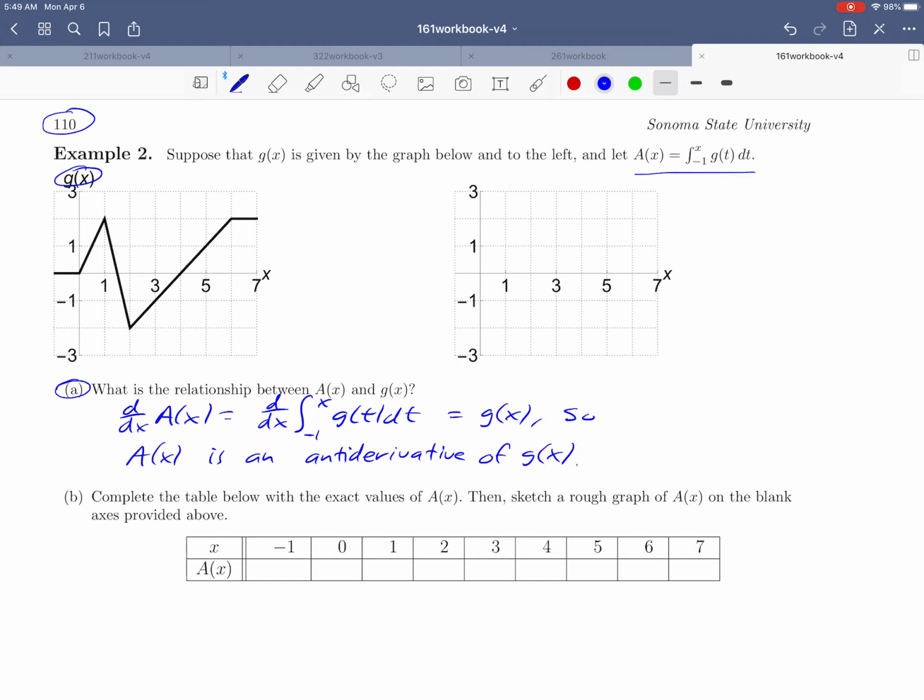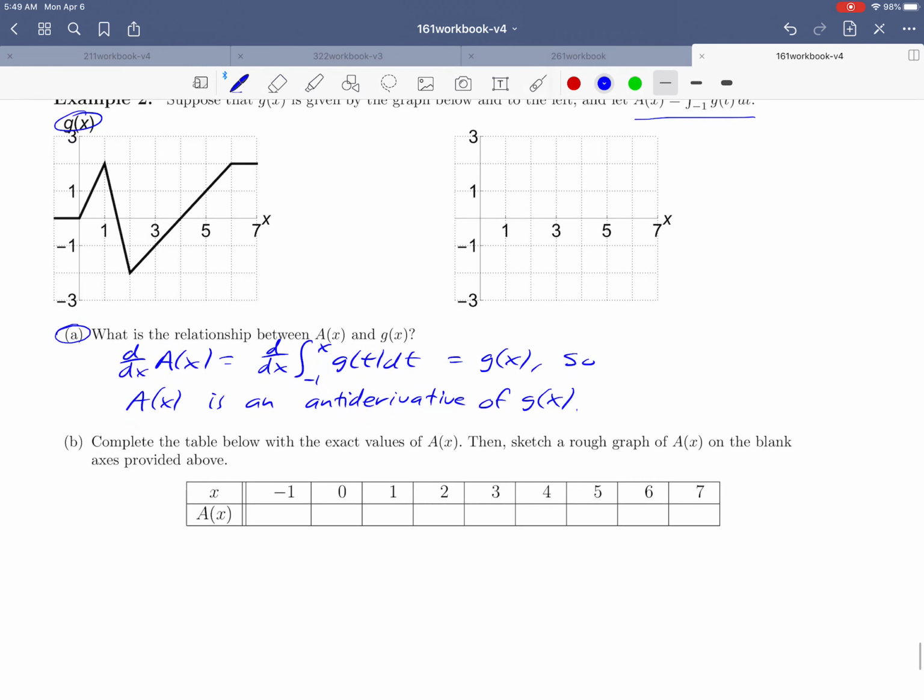Okay, so we'll kind of keep that relationship in mind as we navigate our way through this problem. Okay, and next, we're going to gather some data about this function g of x. We're going to substitute in some numbers, figure out what the output values of a are, and then see if we can sketch a graph and see this relationship graphically.